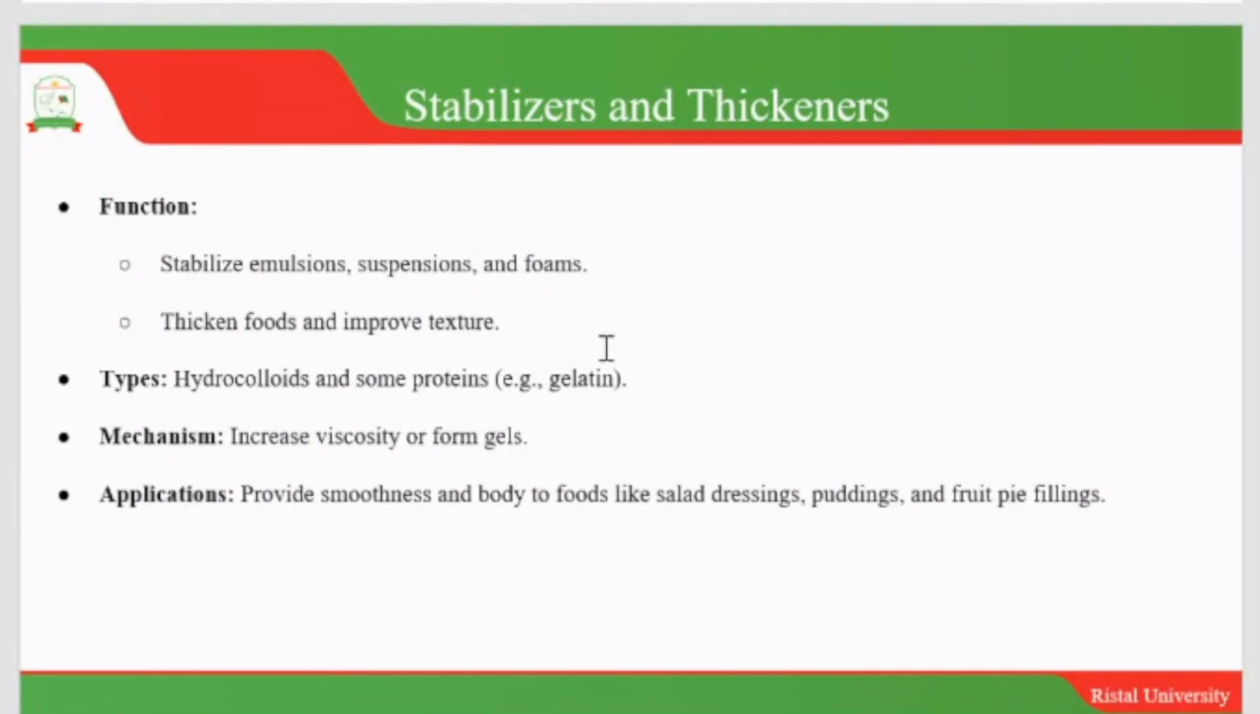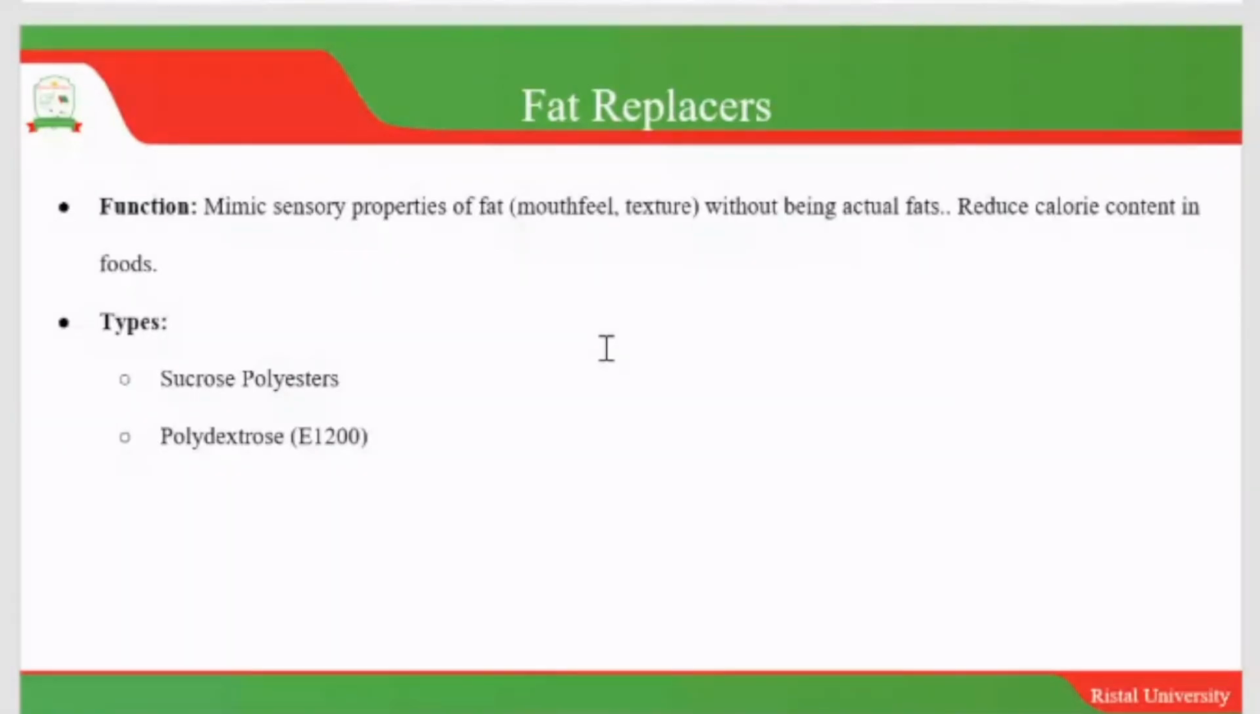Right, then the fat replacers. These mimic the sensory and physical properties of fats, giving you the mouthfeel and texture without being actual fats. And this reduces the calorie intake of these foods, such as sucrose polyesters and polydextrose. We understand when we need to prescribe this. And remember, fats provide pseudo-satiety to an individual. So using these could also come in handy for people who always want to feel as if they're eating fats.